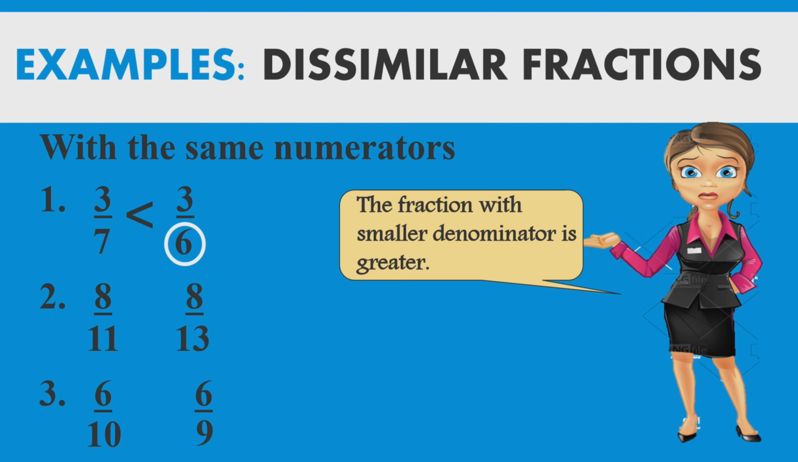Number 2, 8/11 and 8/13. 11 is smaller than 13. So we can say that 8/11 is greater than 8/13. Number 3, 6/10 and 6/9. 9 is smaller than 10. So we can say that 6/10 is less than 6/9.